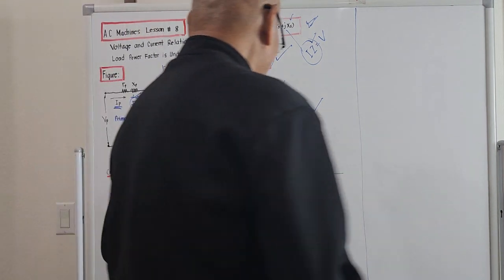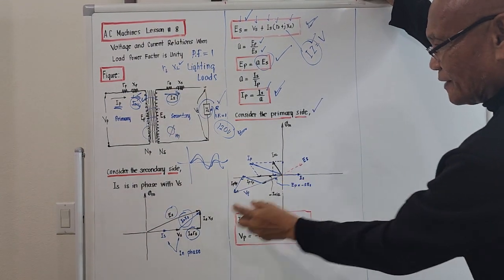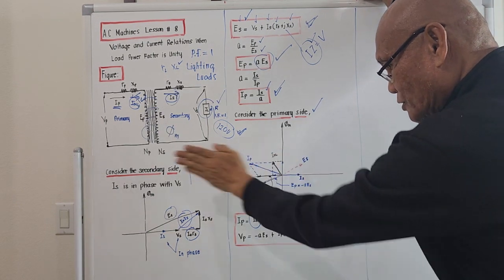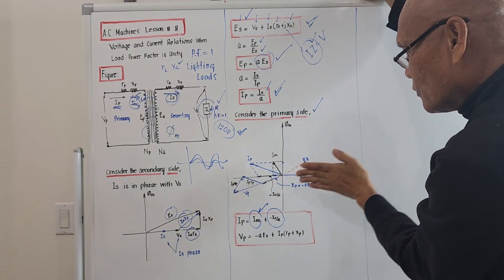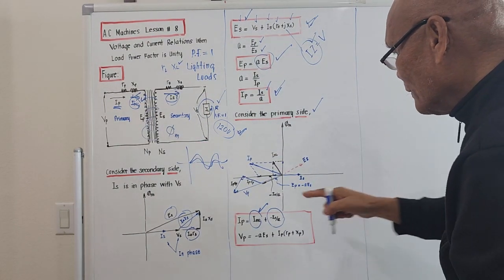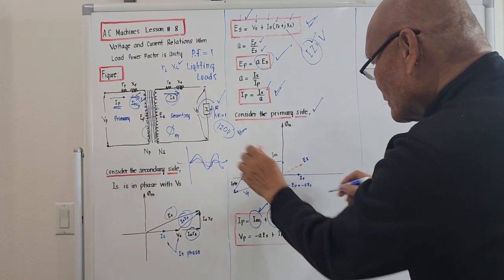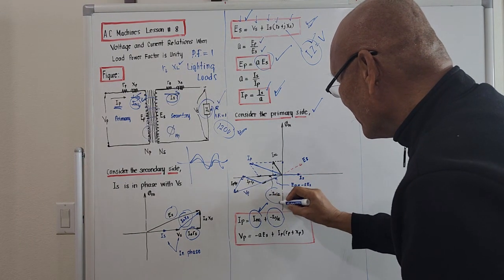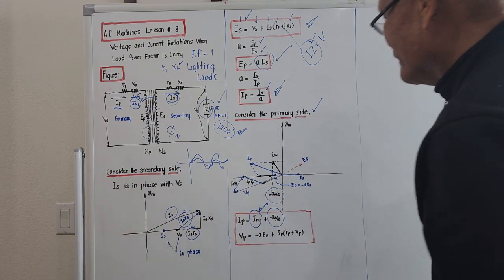If we try to draw this, this is IS originally. If we refer this to the primary side, we will reverse this one. We put it in the other direction. So we will be placing a negative value, because if this direction is plus, the other direction should be minus. So this is now minus IS over A. You got it? Why is there a minus over here?